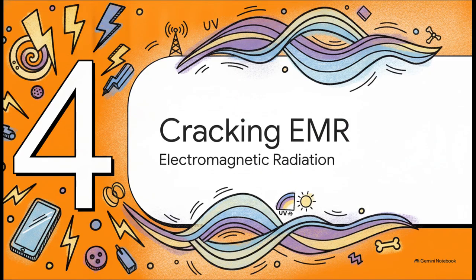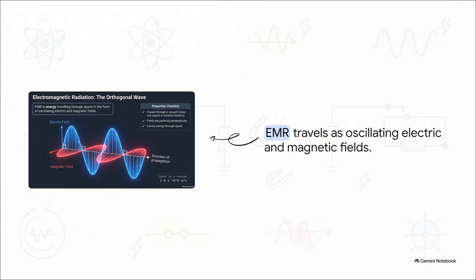Let's shift gears now. Section 4, Cracking Electromagnetic Radiation. So, electromagnetic radiation, or EMR, is absolutely mind-blowing because unlike a water wave or a sound wave, it can travel through a complete and total vacuum. It doesn't need a physical medium at all. It just blasts through space at the ultimate cosmic speed limit, the speed of light. That's 3.0 times 10 to the 8th meters per second. And it manages this by carrying energy via oscillating electric and magnetic fields that are perfectly perpendicular or orthogonal to each other. It's like a perfectly synchronized dance.